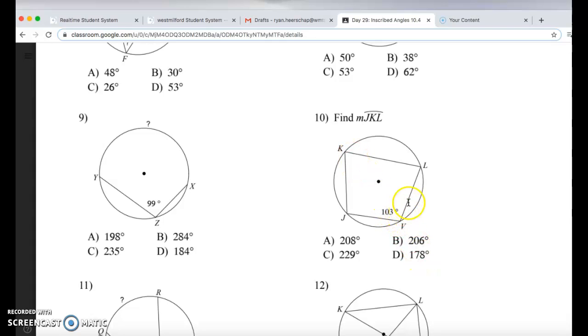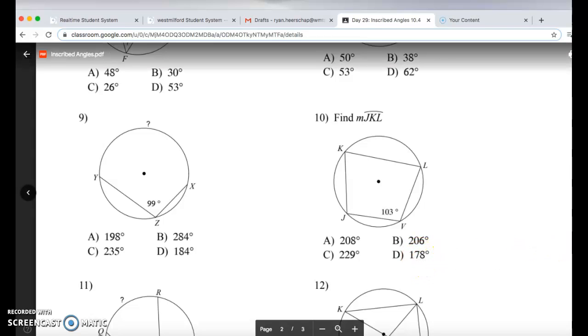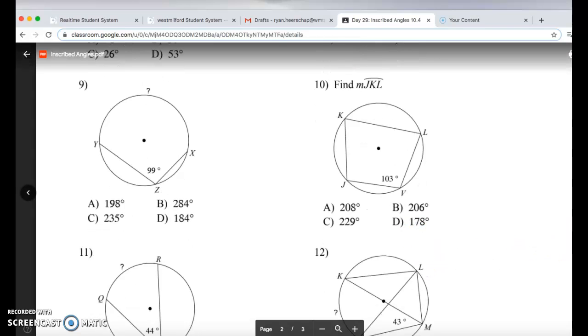But you can also think about it this way. The inscribed angle, the arc that's inside, this would be 206. If you take it away from 360, you get the other side. 360 minus 206 would give you 158. And then when you divide by 2, you get the other angle, which would be 78. So I don't know why they have this here. So just be careful. You can have these all intertwined.